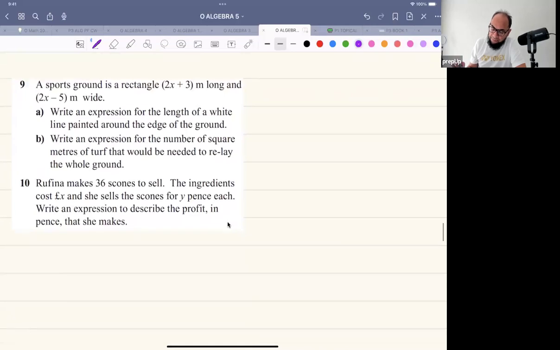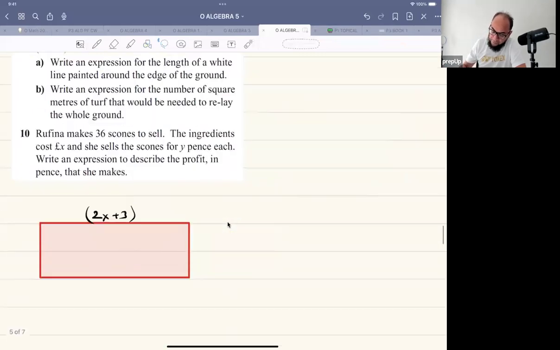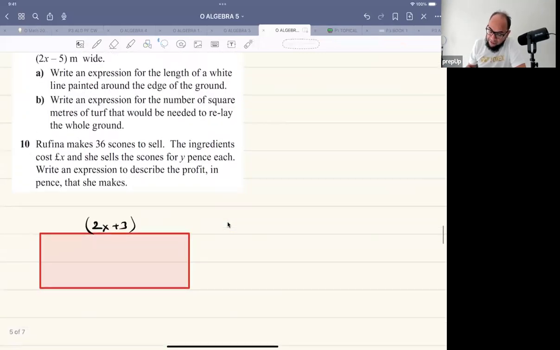Now this time a sports ground is a rectangle with this much. So let me just draw a rectangle first. So sports ground for question number 9, it's a rectangle 2x plus 3 meter long and 2x minus 5 meter wide. So let me just select this and bring it over here, and the width is 2x minus 5.